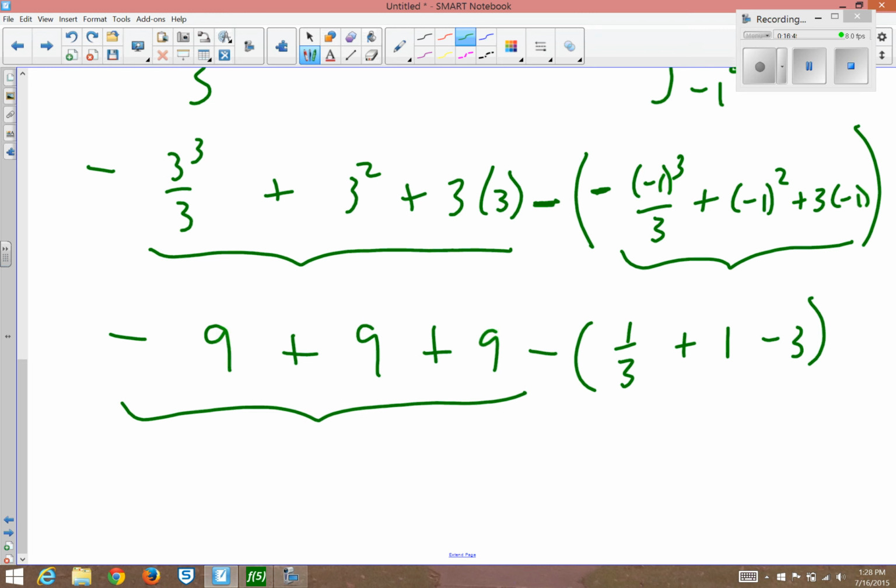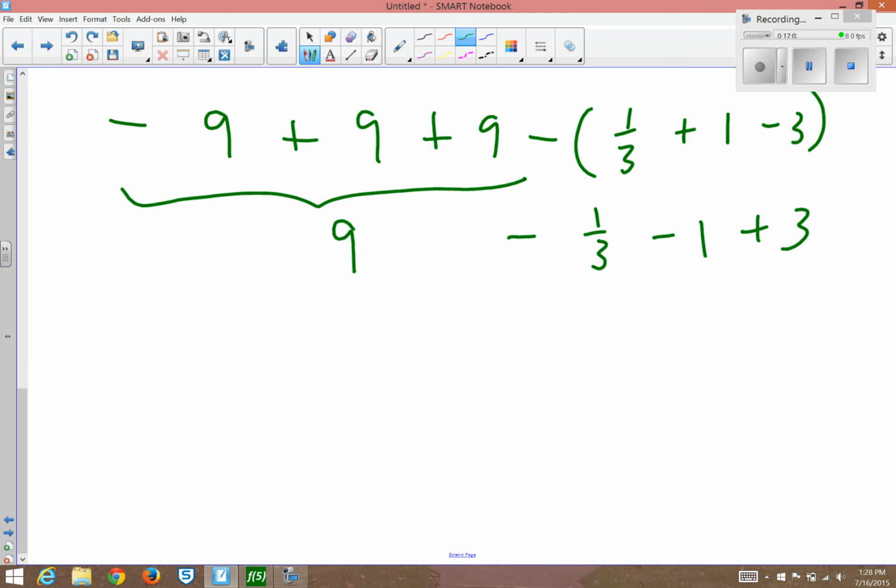All that is 9. This minus has to distribute. It's minus 1/3, minus 1, and minus a minus, so that's plus 3. 9 plus 3 is 12. 12 minus 1 is 11. 11 minus a third is 10 2/3. And we're done.